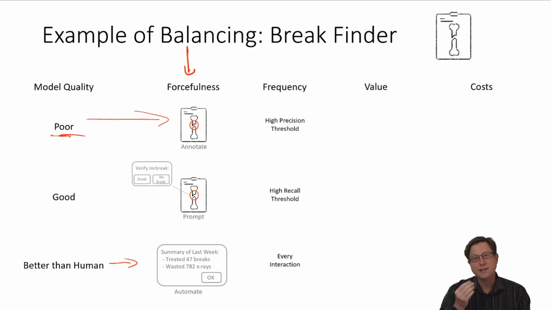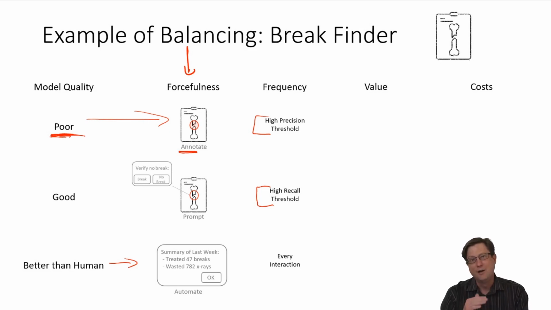So now the question is, how do you balance the frequency? And when your model is poor quality and you're doing something that's not too forceful, maybe you want to have a high precision threshold so that when that little thing comes up, it is pretty sure. You don't want to have a lot of mistakes on that or the doctor will just start ignoring it. In this case, you might want to have a high recall threshold so that if the doctor is like, nah, I don't see anything here, the system might say, whoa, whoa, whoa, are you sure? Are you absolutely sure? Because this might be a break.